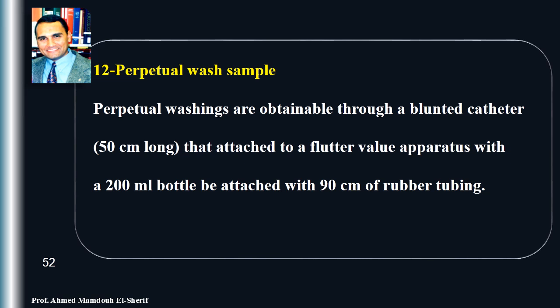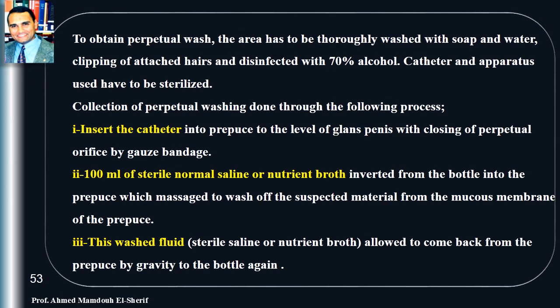Preputial wash sample. Preputial washings are obtainable through an inserted catheter 50 cm long, attached to a flutter valve apparatus with a 200 ml bottle attached by 90 centimeters of rubber tubing. To obtain a preputial wash, the area has to be thoroughly washed with soap and water, the attached hairs clipped, and disinfected with 70% alcohol. The catheter and the apparatus used have to be sterilized. Collection of preputial washing is done through the following process.